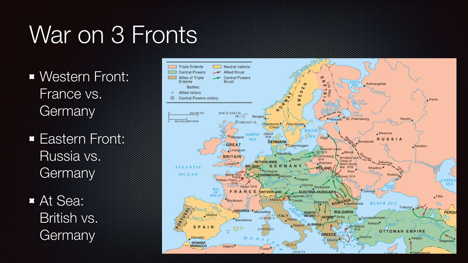So let's talk about the 3 different fronts that existed. So you need to know that the Western Front was France versus Germany, right here, France and Germany. The Eastern Front is Germany and Russia, which took place over here. And then at sea, we have Great Britain fighting Germany all throughout the North Sea and the Atlantic Ocean.